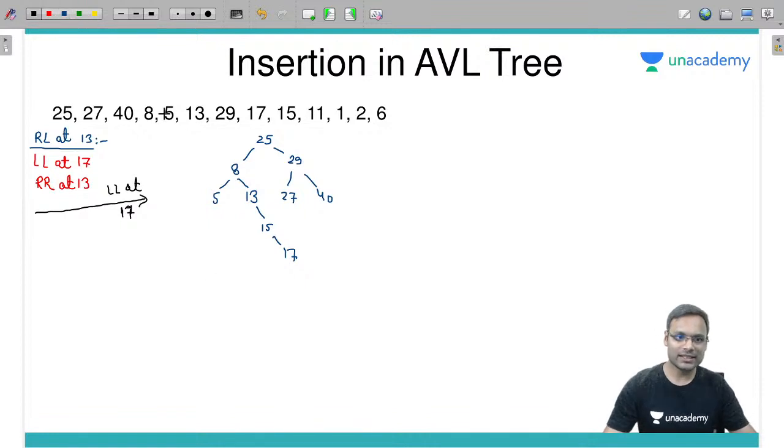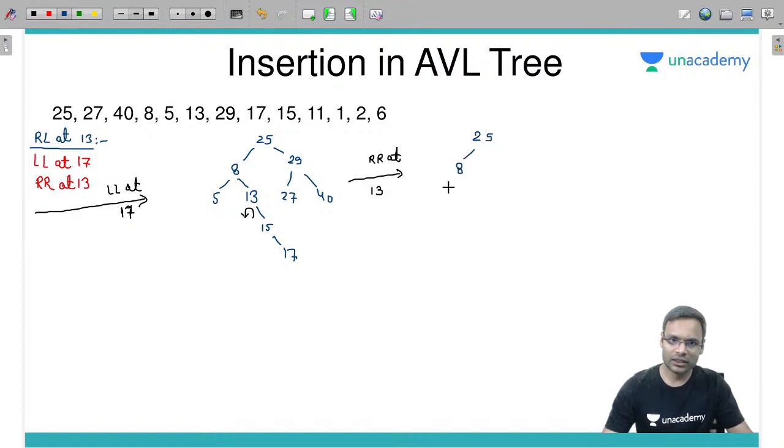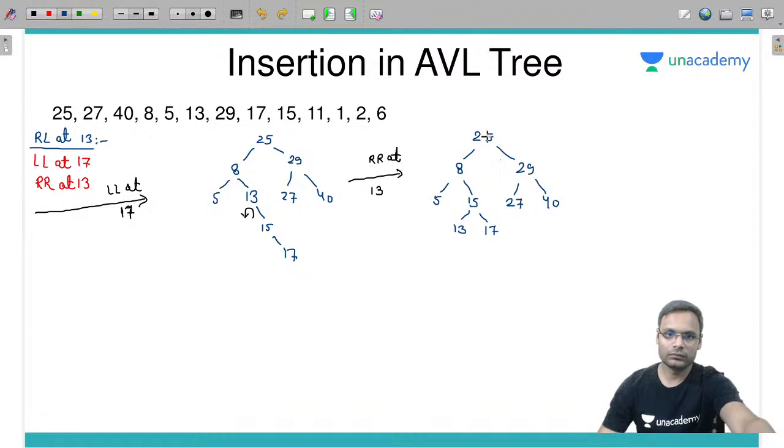Now next is RR at 13. RR at 13 means this rotation. Let's apply this RR at 13. Once you apply RR at 13, the tree becomes like this: 27, 25, 8, 5, the right side of 25 as it is, 29 left side, 27 right side, 40. This 15 will go up, left side 13, right side 17. Very simple. Very, very simple. If you understood the method, it's very, very simple.